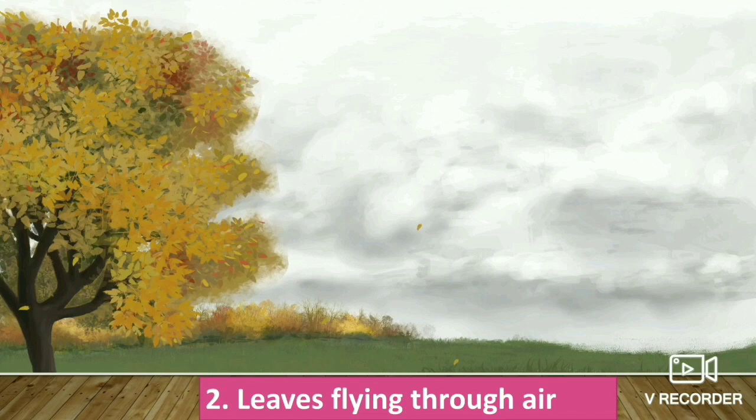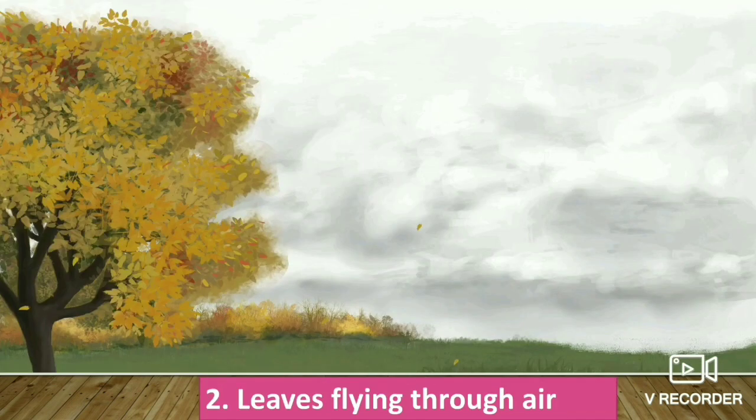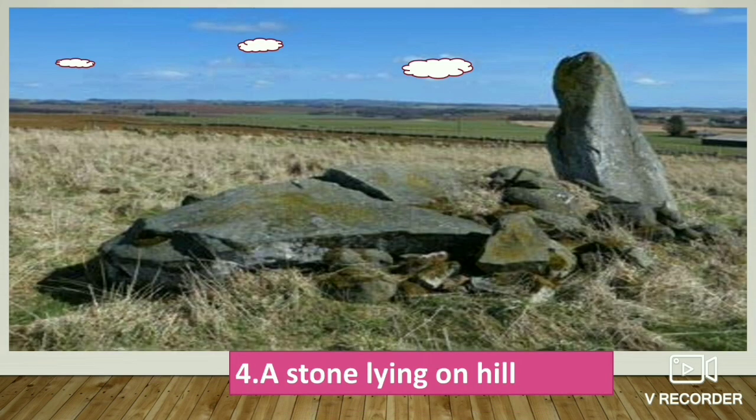Among these four examples, the first, the flight of a bird, and the second, leaves flying through air, here objects are changing their position. That means they are moving. So we sense they are in motion. Third example, a stationary train, and fourth, a stone lying on a hill. Here, object does not change its place. So we sense they are not in motion.